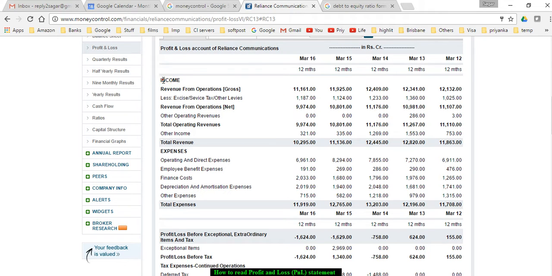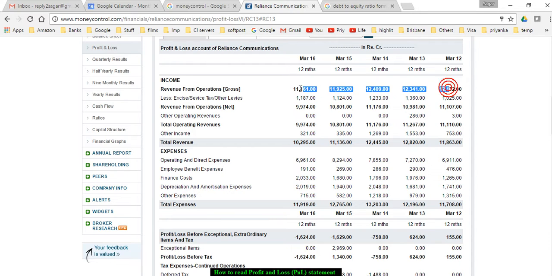So normally it starts with the income, that is the earnings of that company, how much money it has got in terms of revenue. So revenue from operations, you can see that in March 2016 for this financial year, they have got 11,161 revenue. So you can notice that revenue has been stagnant for this company, and that will be reflected in the stock price as well. If the revenue is not growing, stock price will either stay at the same point or it will go down, depending upon the market or investors' confidence in that company.